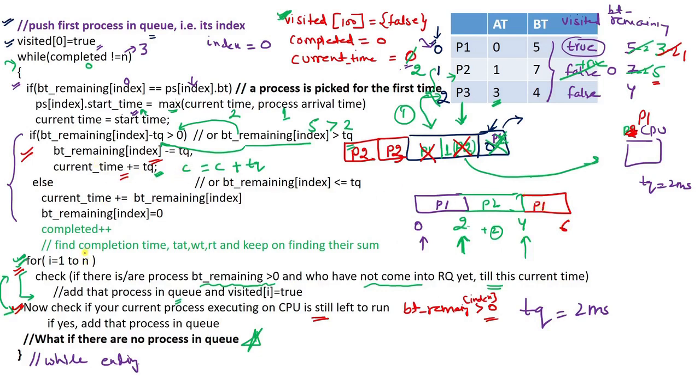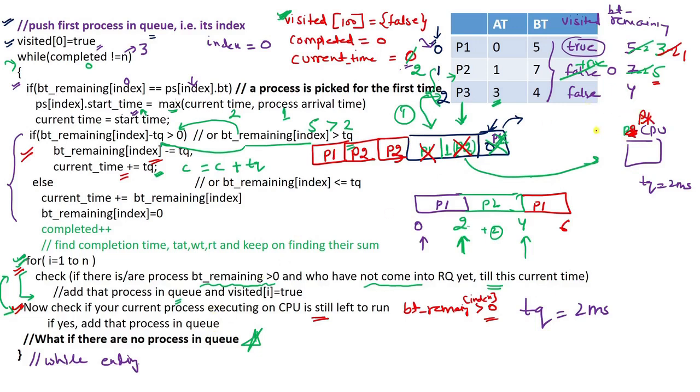Now again we'll come here, and we will add the new process. There are no new processes. So this for loop will keep on going, but there will be no new process added to the queue. Now we'll see whether we have to add P1 to this queue or not. Yes, we have to add it, because its remaining time is greater than 0. So we will be adding it here.